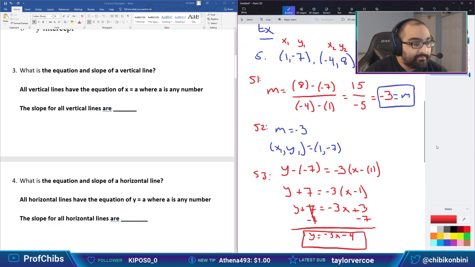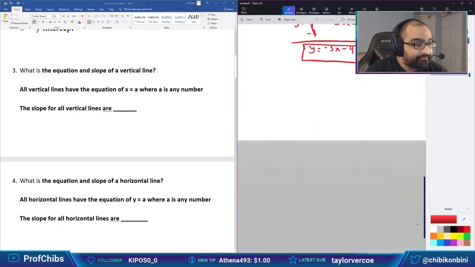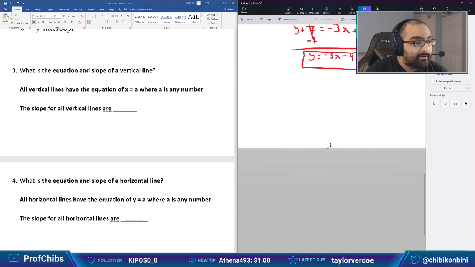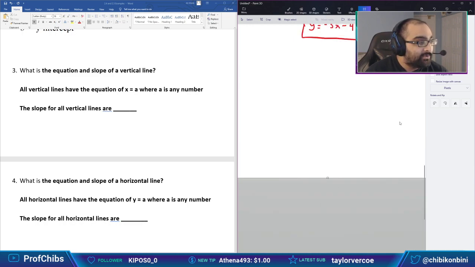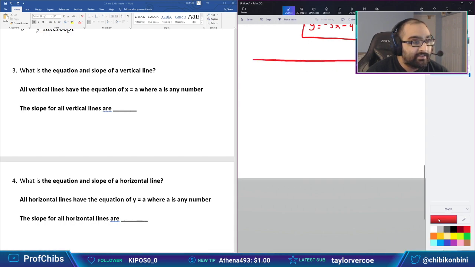First and foremost here, let's talk about a vertical line. Well, all vertical lines have the equation x is equal to a, where a is any number. You're probably saying, hold up a second, what exactly does that mean? Well, say I have x is equal to 3. Let's just go with that.